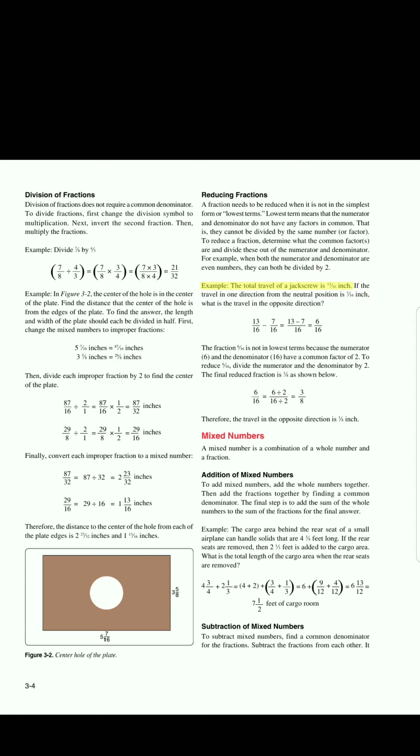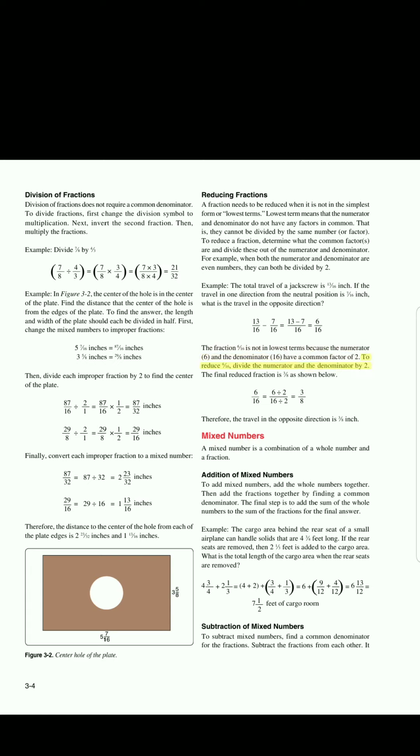Example. The total travel of a jack screw is 13/16 inch. If the travel in one direction from the neutral position is 7/16 inch, what is the travel in the opposite direction? 13/16 minus 7/16 equals 6/16. The fraction 6/16 is not in lowest terms, because the numerator, 6, and the denominator, 16, have a common factor of 2.